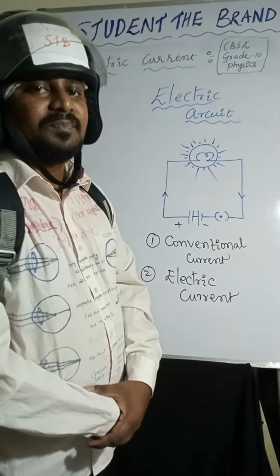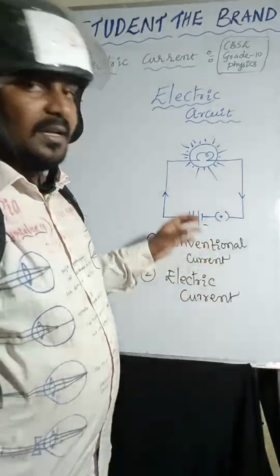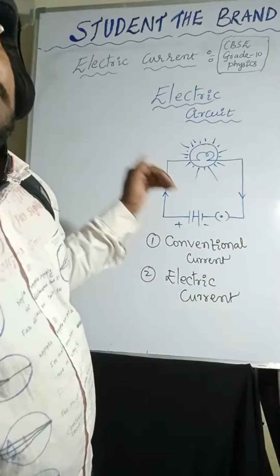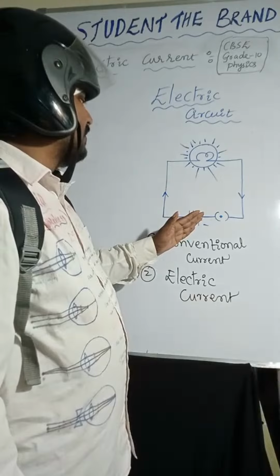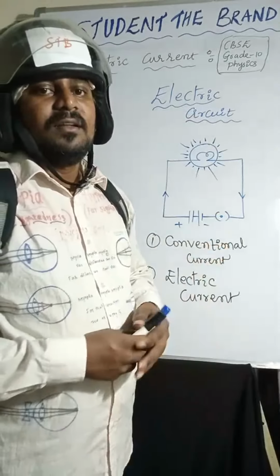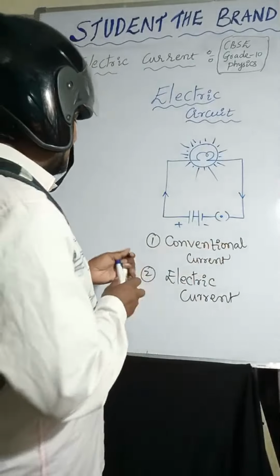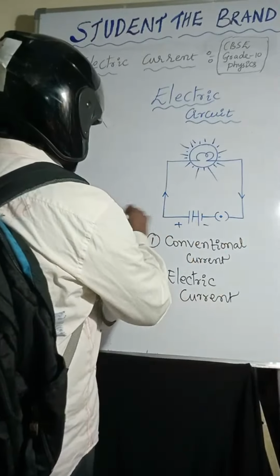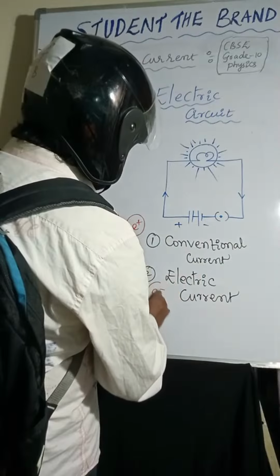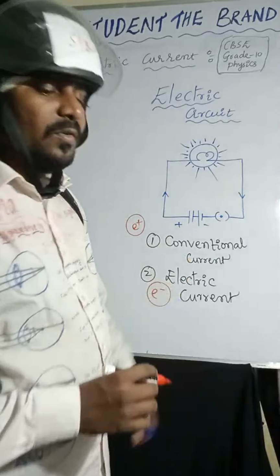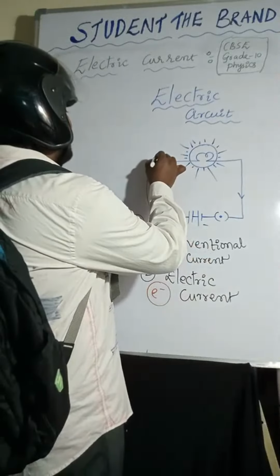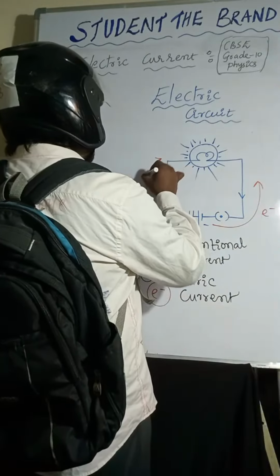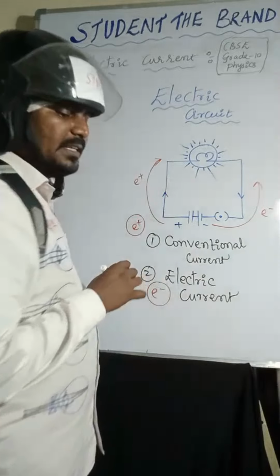Conventional current is nothing but the flow of positive charges. Positive charges are moving from positive terminal to negative terminal. Positive charges, we can take proton. So I'm taking positive charges, whereas electrons are negative charge. Positive charges will always move from positive terminal to negative terminal, whereas electrons will move from negative terminal to positive terminal.